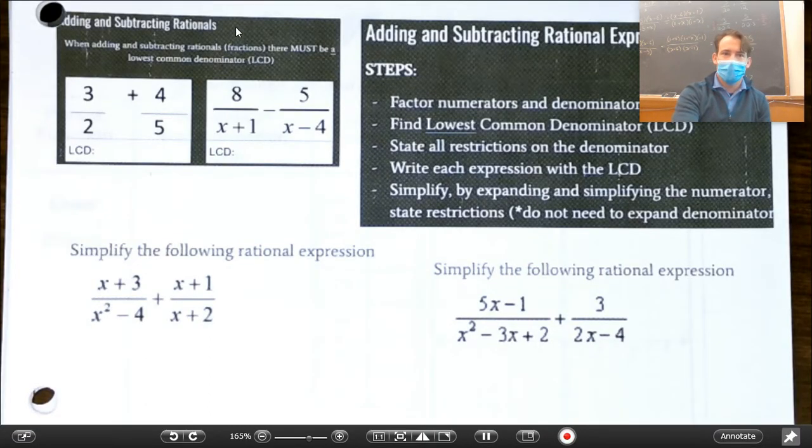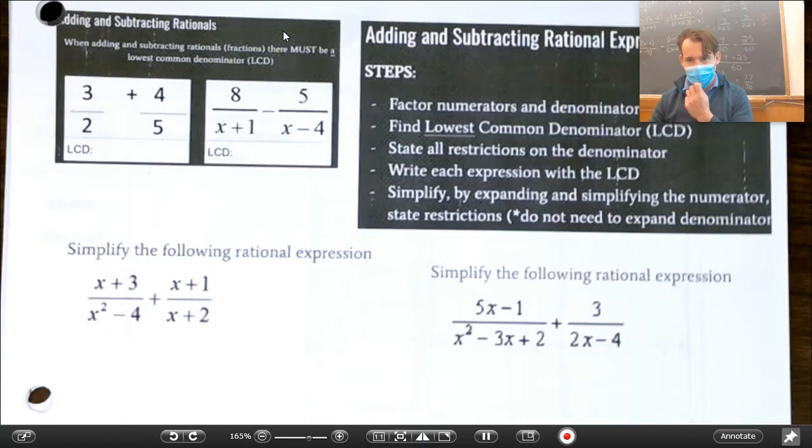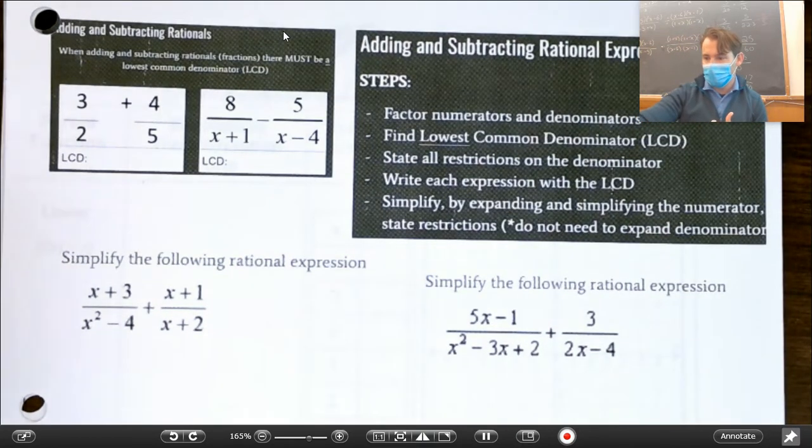Here we are with this topic, adding and subtracting rationals. Perhaps you could see this as the culmination of factoring and the culmination of fractions up until this point in your math careers. It's going to take both topics and put them together.